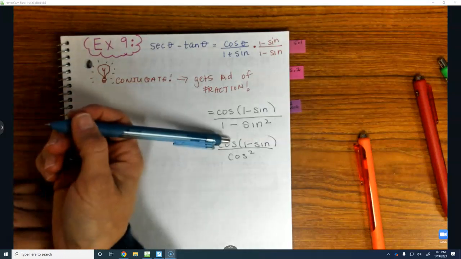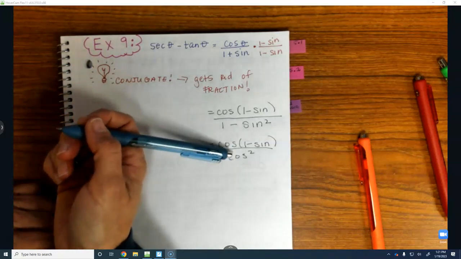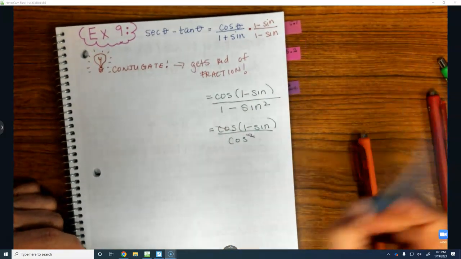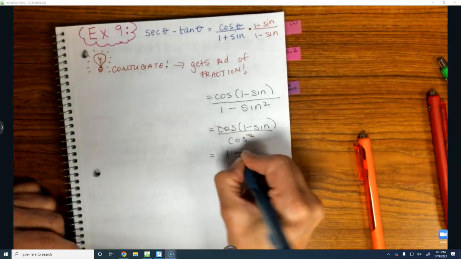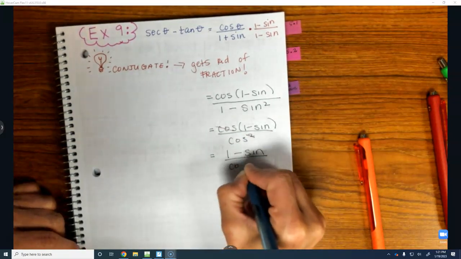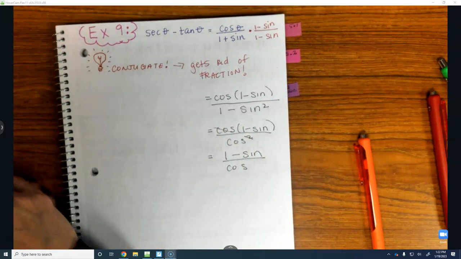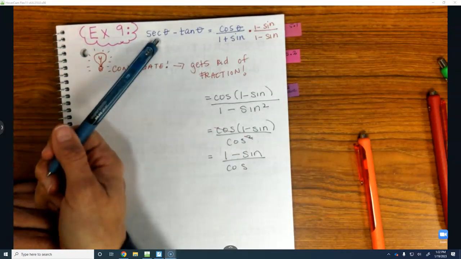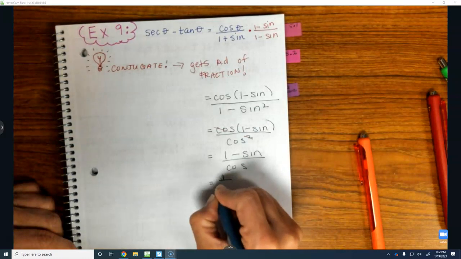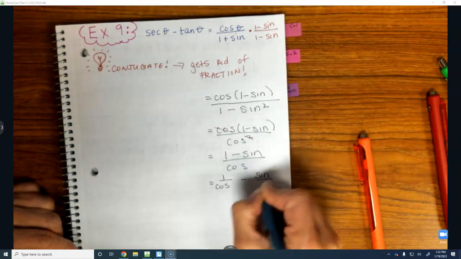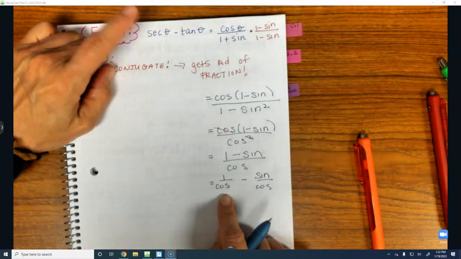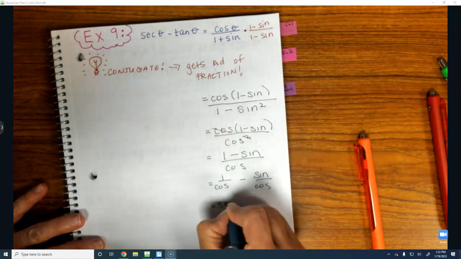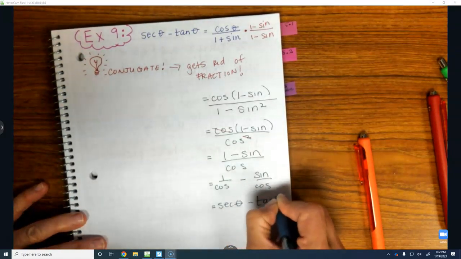Now, if you notice, this cosine is going to knock off one of these. There's 2 of them down there. There's one up here. So now what we have is 1 minus sine over cosine. So let's split these up and see if we can rewrite it like that, which we can. So look, guys, 1 over cosine minus sine over cosine. There you go. That's going to be your secant, and that's tangent. So we're almost done. So this is secant theta minus tangent of theta.